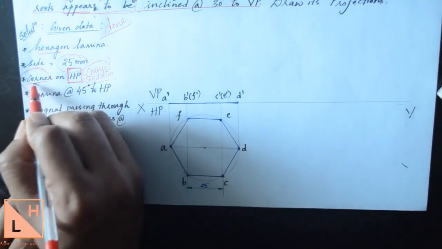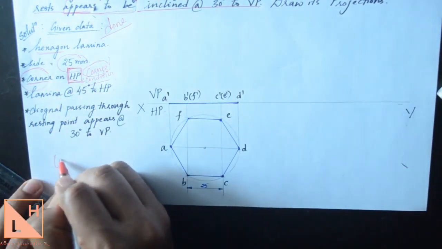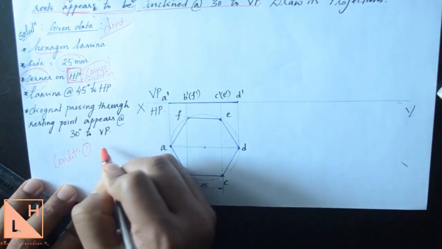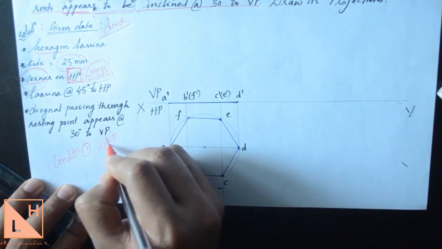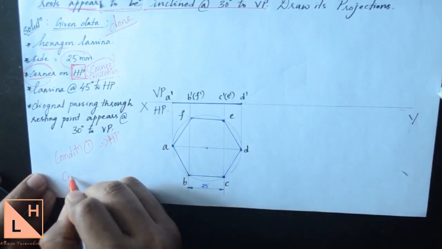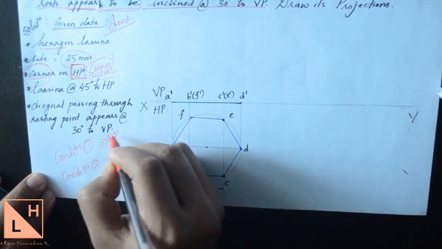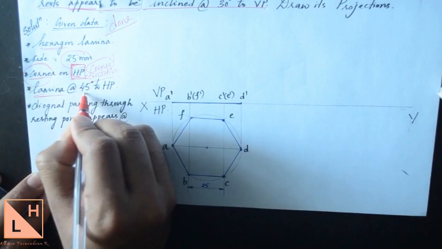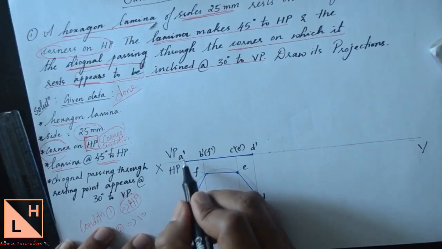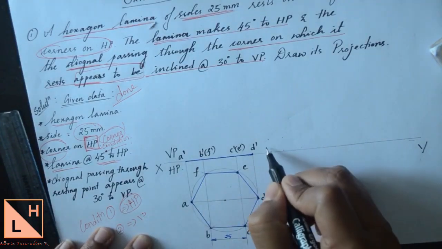Next there will be two conditions given in the problem. You just need to check which one to take first. The condition 1 taken here would be the one with respect to HP because the lamina is on HP. We have drawn the plane figure on HP, which means take the condition with HP first. Take the leftmost point and place it first.